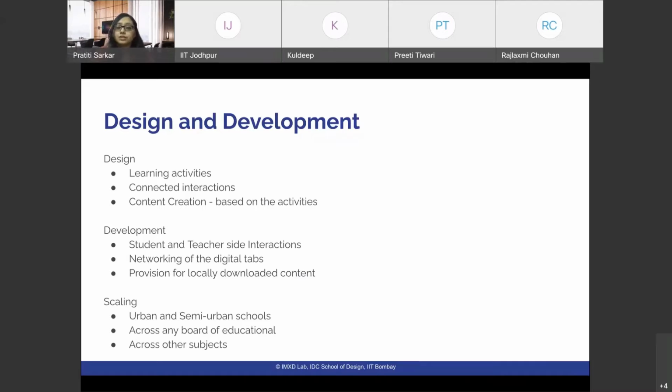and also the networking of the digital tabs, how these tabs need to be brought together so that the students are collaboratively learning in the entire process, and how the locally downloaded content can be taken care of in the entire learning process. And we scaled it across from semi-urban schools to urban schools and across different boards of education and different subjects.